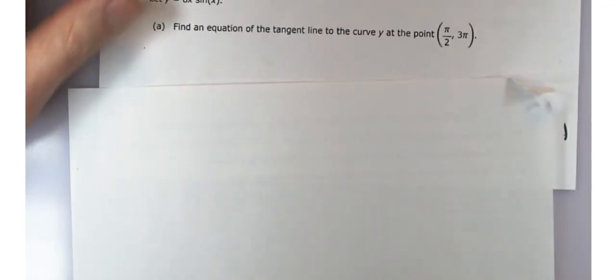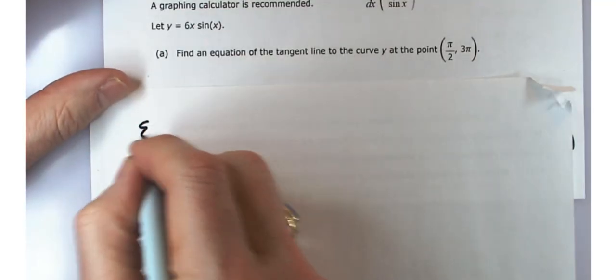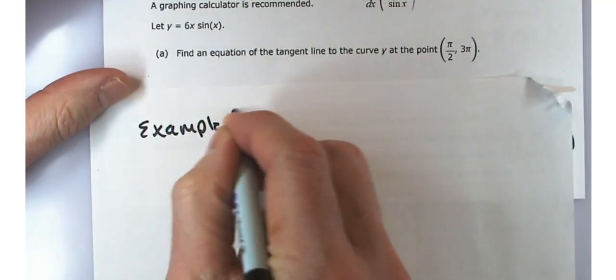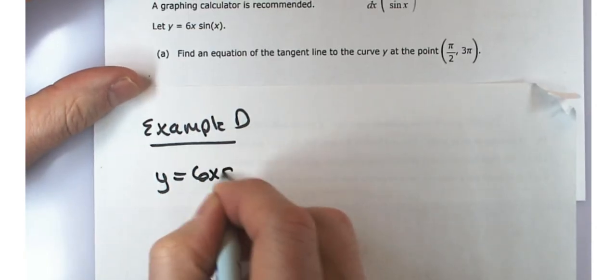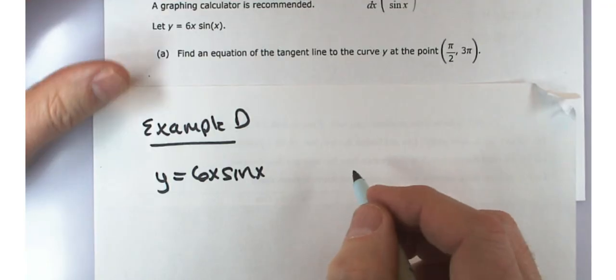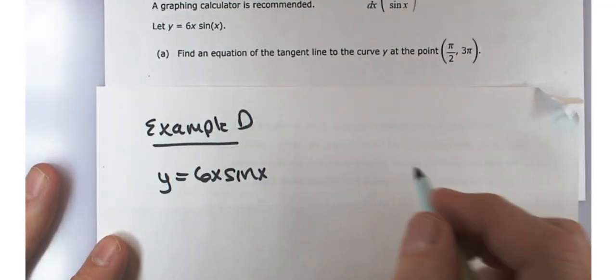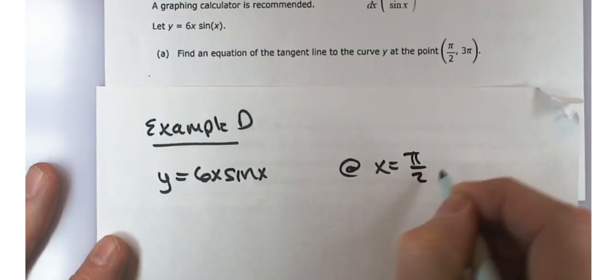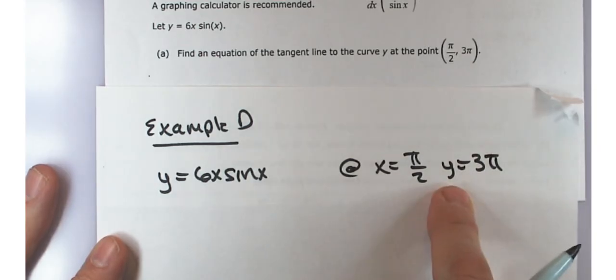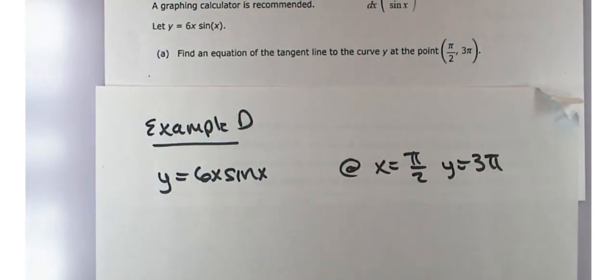All right, we now resume our regularly scheduled lecture. Go back to example D here. So we've got y equals 6x sine of x. And we want to find the point of tangency at x equal pi over 2, and y is 3 pi. I'm not going to bother making you plug in the pi over 2. I trust that you can.